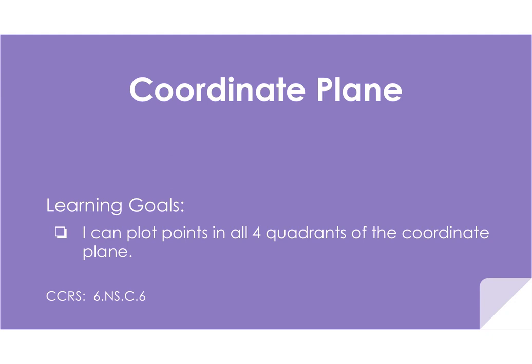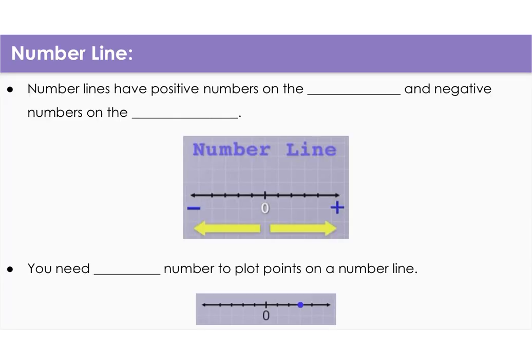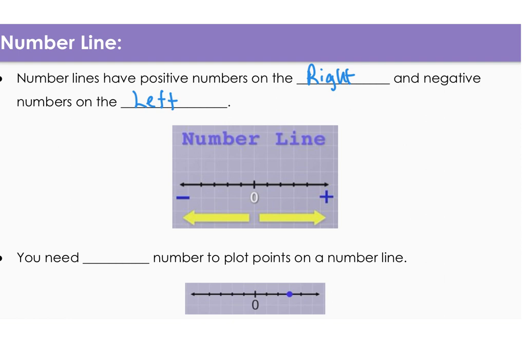Coordinate plane. I can plot in all four quadrants of a coordinate plane. So let's go back and review the number line. Positive numbers are on the right and negative numbers on the left for a number line. You need one number to plot points on a number line.